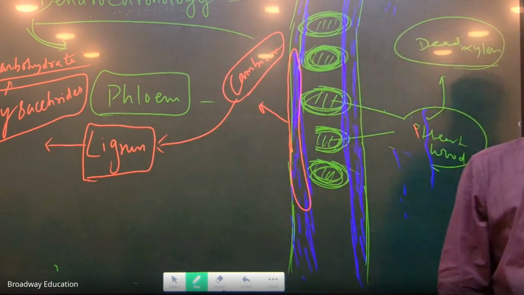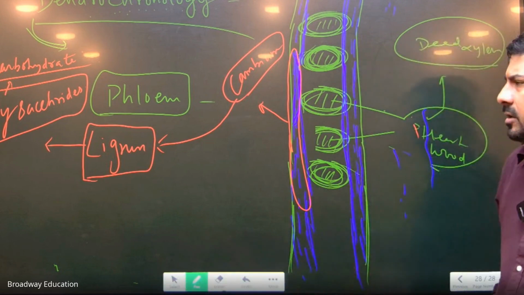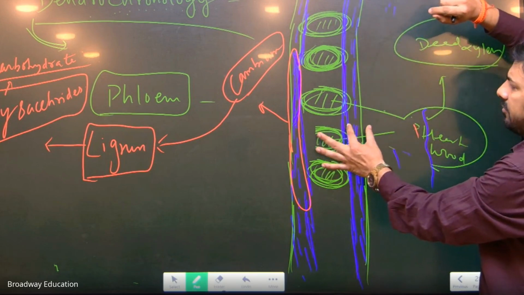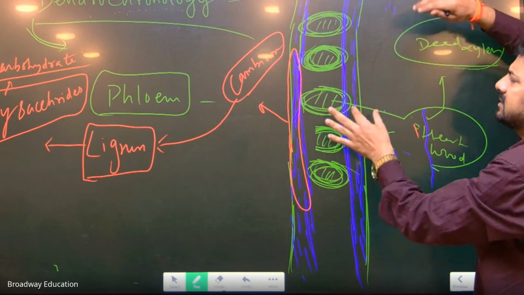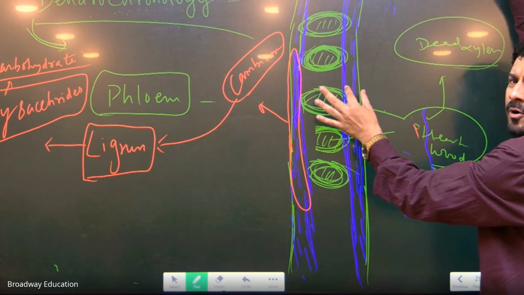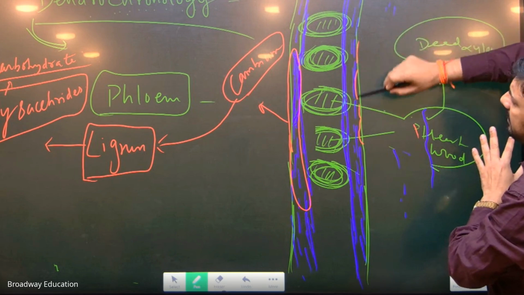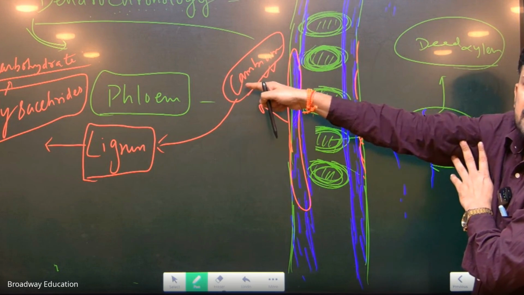Is this part clear with everyone? Can I repeat this once more? See, this is the lignin. This phloem, in due course of time, gets thickened up. Getting my point? And when it gets thickened up, it is called what? Cambium. It is called cambium.